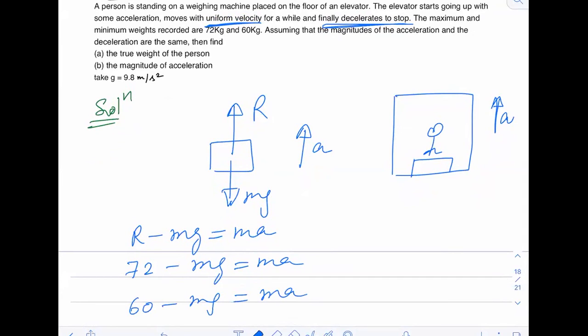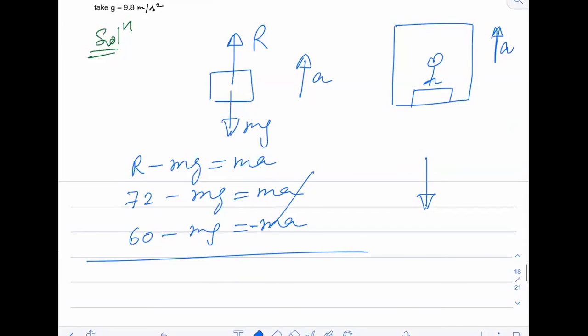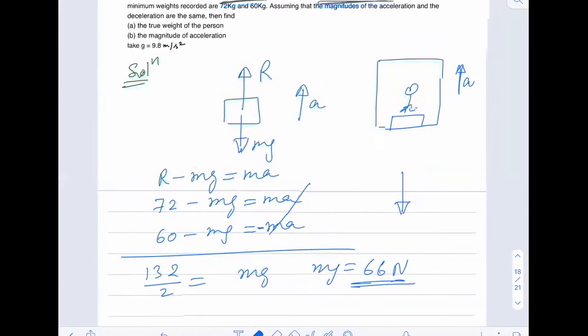Because acceleration will be downward, you have to write it with a minus sign, then only it will get cancelled. So this will get cancelled. Here you will be getting 132 by 2 is equal to mg. So its true weight will be 66, I guess. Okay, 66. And now the acceleration you can determine.